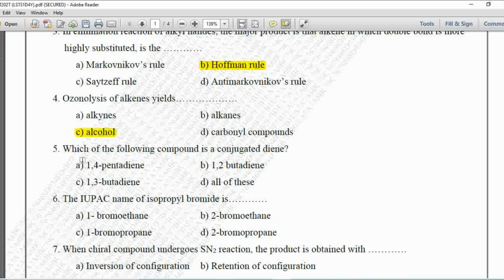Next, fifth one MCQ. Which of the following compound is a conjugated diene? Option A is 1,4-pentadiene, B is 1,2-butadiene, C is 1,3-butadiene, and D is all of these. So for fifth one MCQ, the compound which is a conjugated diene, that is option C, that is 1,3-butadiene.